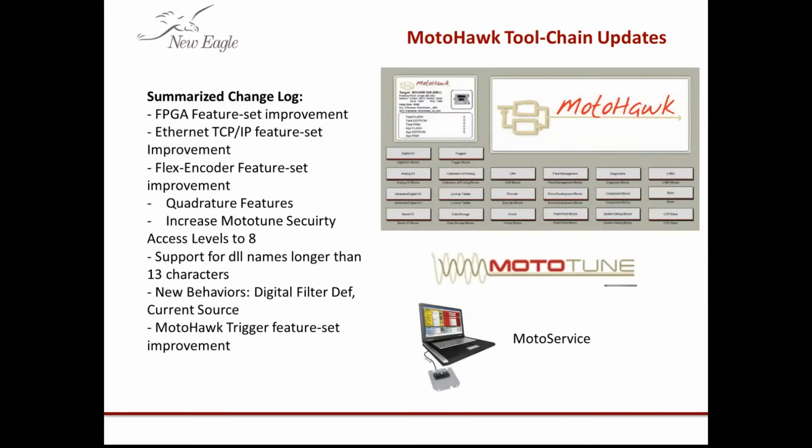So what are the toolchain updates recently? Like I said, we'll open up the tool and look at it, but to summarize some of the release notes, there have been improvements on a variety of features for new hardware that Woodward has coming out, including development on FPGA, Ethernet, and TCP/IP protocol. The Flex encoders had some feature set improvements, quadrature additions. They've doubled the number of MotoTune security access levels to 8 from 4, spread out the DLL naming, and added some new behaviors such as a digital filter definition and current source, and added some features to the triggers.